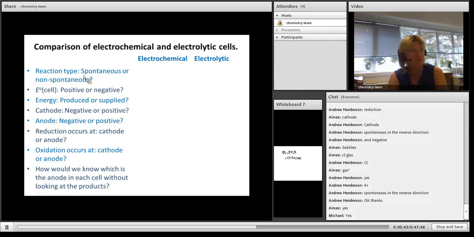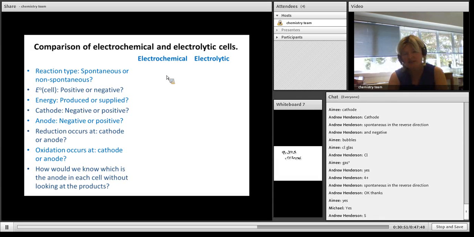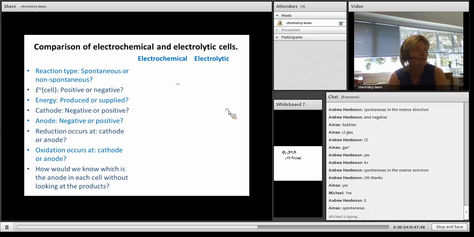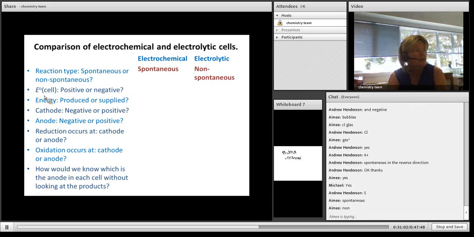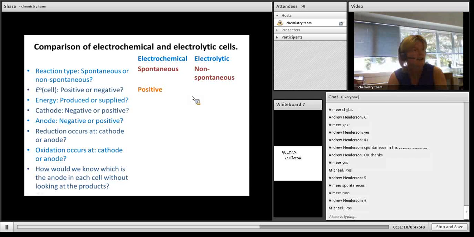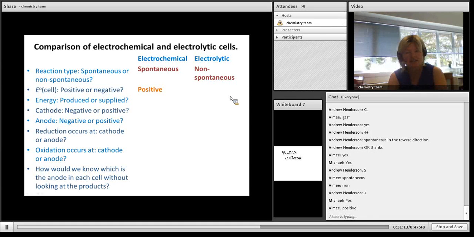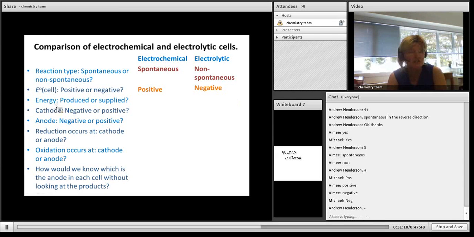So the reaction type, is it spontaneous or non-spontaneous? For the electrochemical, which one is it? Spontaneous, right. And for the electrolytic, does anybody want to have a go? Non-spontaneous, correct, well done. For the E0 cell, is it positive or negative for the electrochemical? Positive, correct. And for the electrolytic, it's negative, well done.